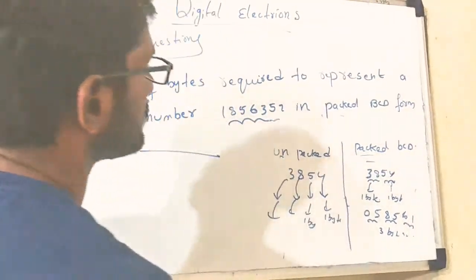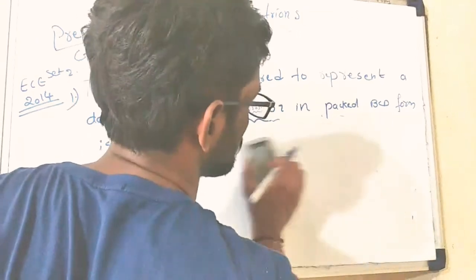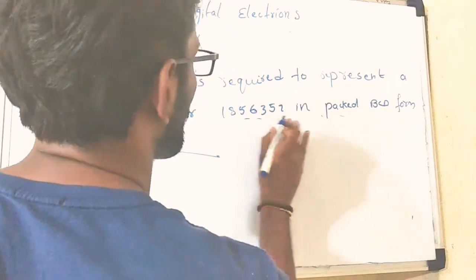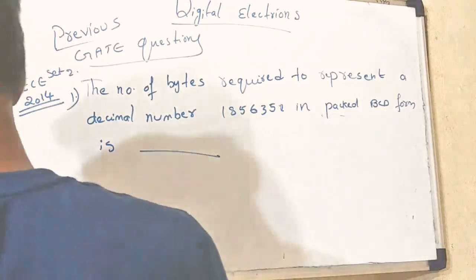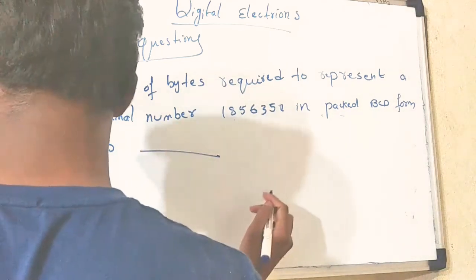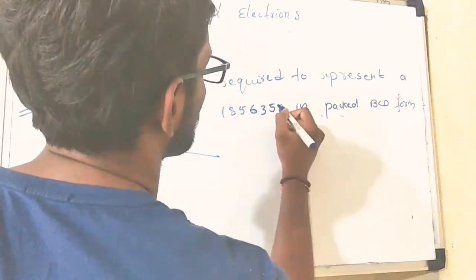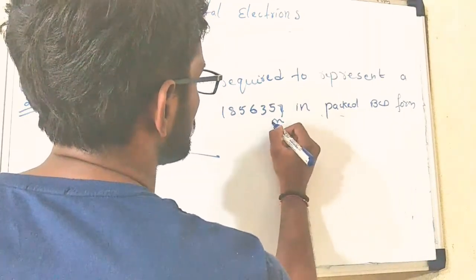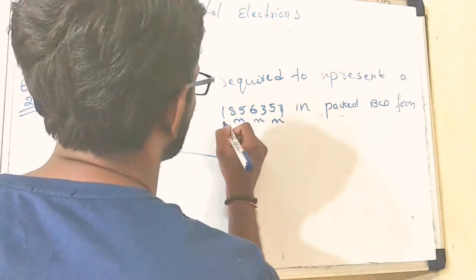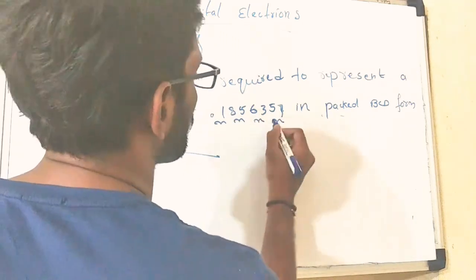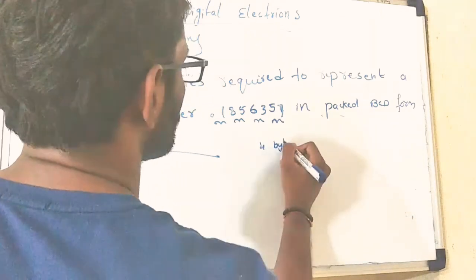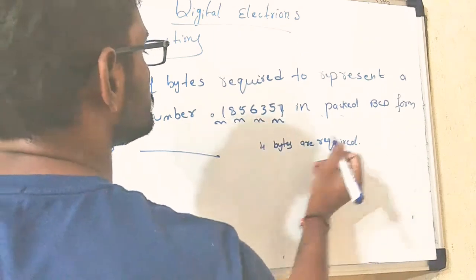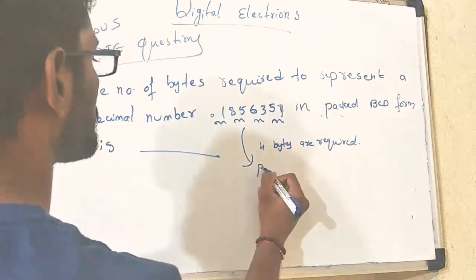Now we will see the number of bytes required to represent the given decimal number in packed BCD. Here the given number is 1856357. Now let us represent this using packed BCD. In packed BCD, two values are grouped, and if nothing is present, there will be a 0. That means totally 4 bytes are required in packed BCD.